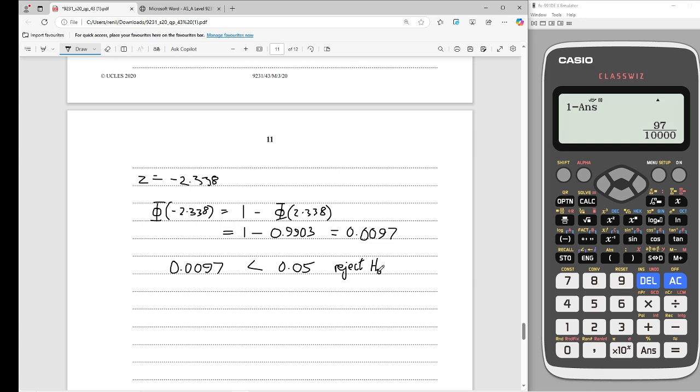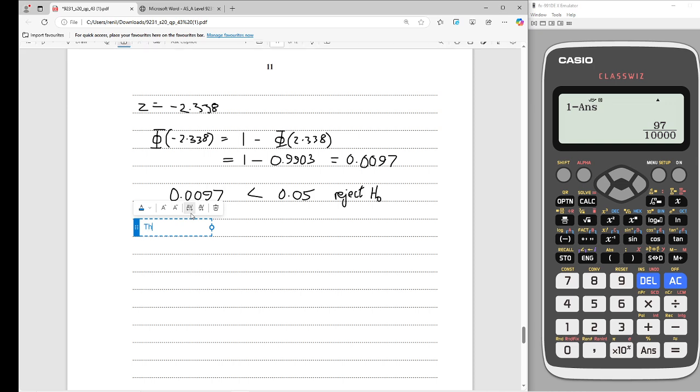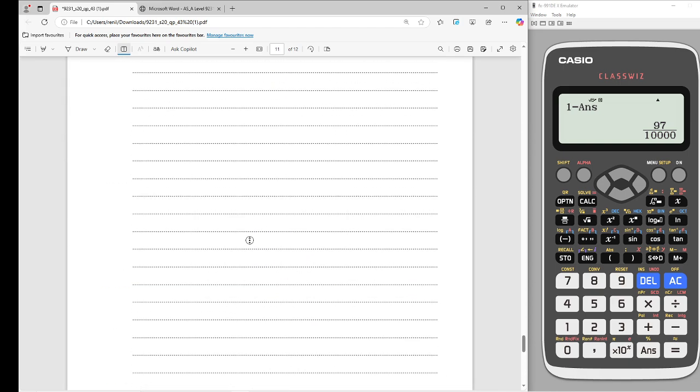Normally we don't see this many rejections of the null hypothesis in a paper, so it's quite weird. And so we say that there is sufficient evidence to suggest that nutrients play a part in the growth of the plants. And that right there sums up our paper. I think yes, it does.